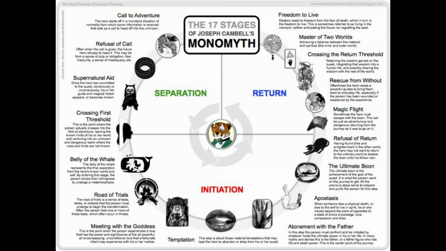Refusal of the return, I don't know if that happens. That's common in stories where people don't want to come back to the real world. They want to stay in there. It's a magical flight return, rescue from without: somebody from outside comes and gets them. No, come back to the world. Master of two worlds: once you come back, you can now travel back and forth between the two worlds. You have experience.